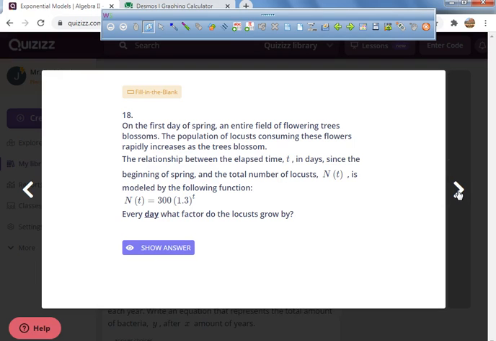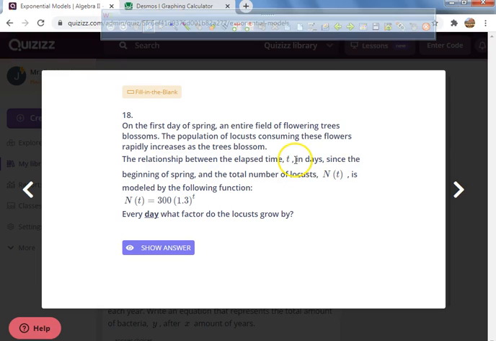All right? Let's see here. This one there's really not a whole bunch right here. What does that say? T in days, and it's asking for the what? Every day, what factor does it grow, correct? So do I have to change anything? No.